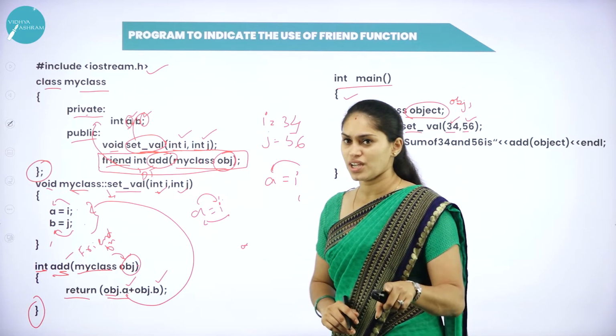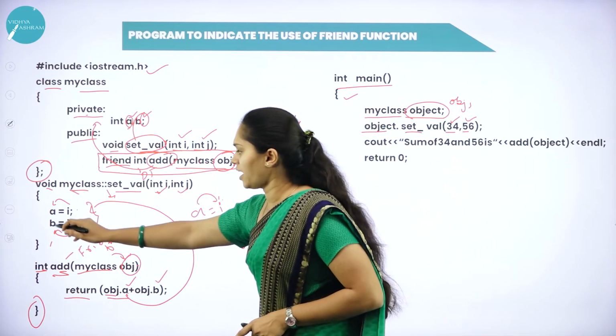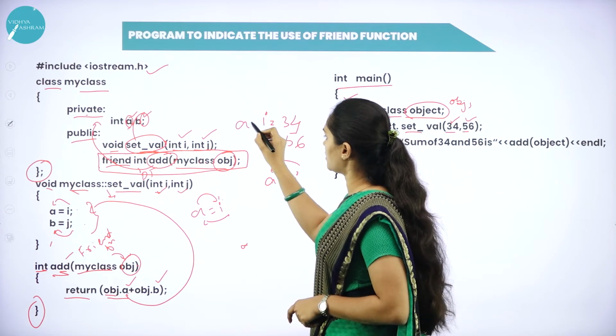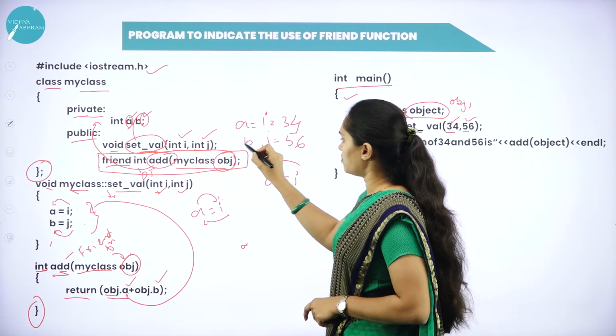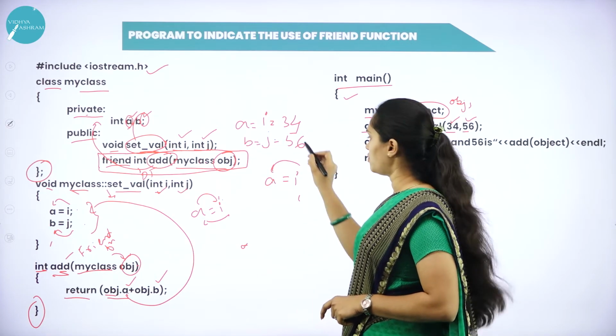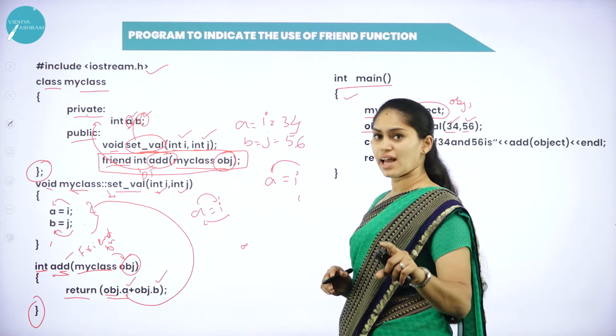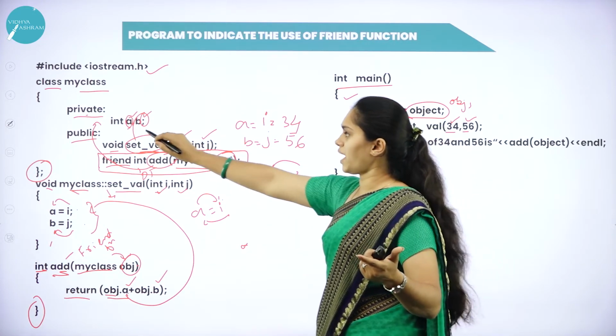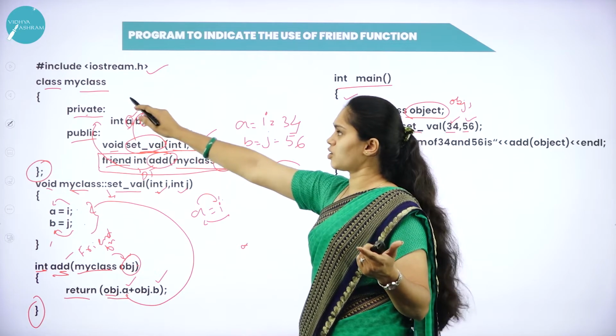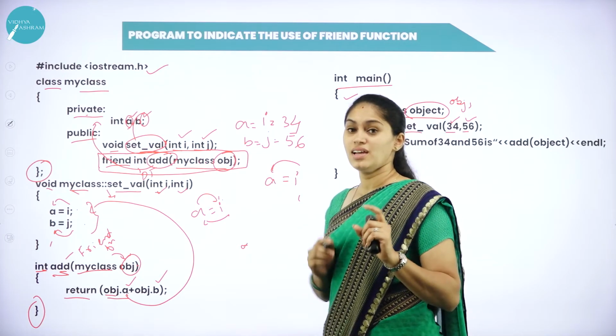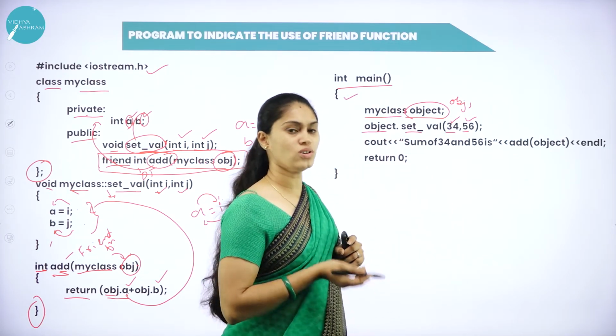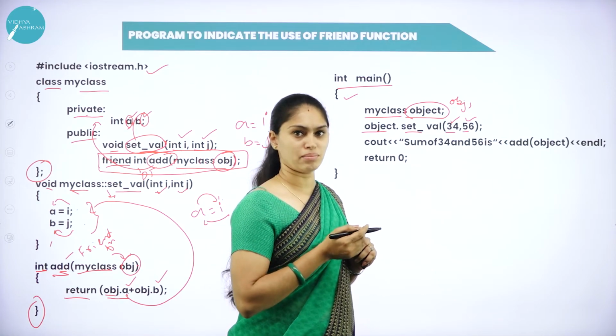What are this i and j? It is nothing but a and b. So that means a is equal to i is equal to 34, and b is equal to j is equal to 56. What does it mean? I am indirectly accessing the private members of this class called MyClass. This is how a friend function is going to access the private members of a class.